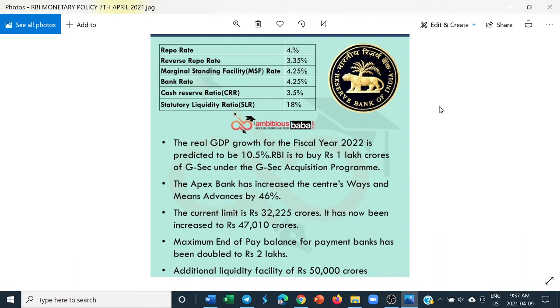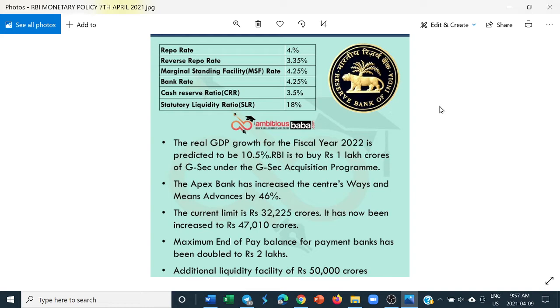The real GDP growth for fiscal year 2022 is predicted to be 10.5%. RBI is to buy rupees 1 lakh crore of government securities under the G-Sec acquisition program. The Apex Bank RBI has increased the center's ways and means advances by 46%. The current limit is 32,225 crore. It has now been increased to 47,010 crore. That is ways and means advances.